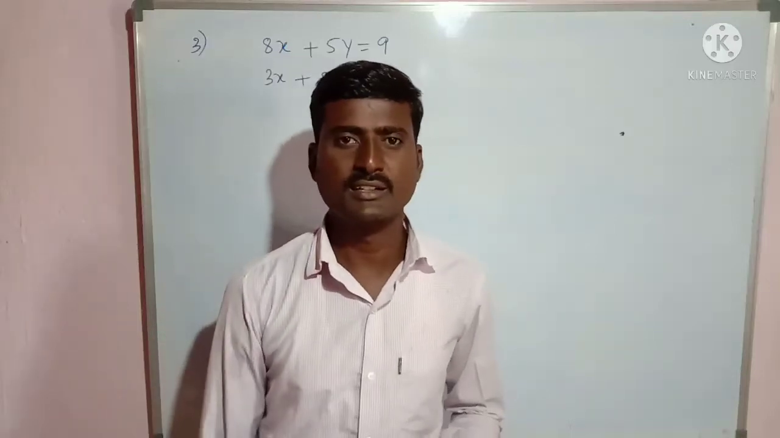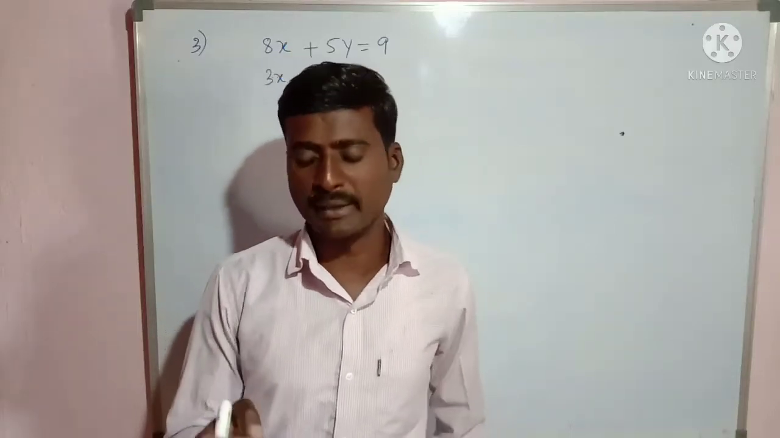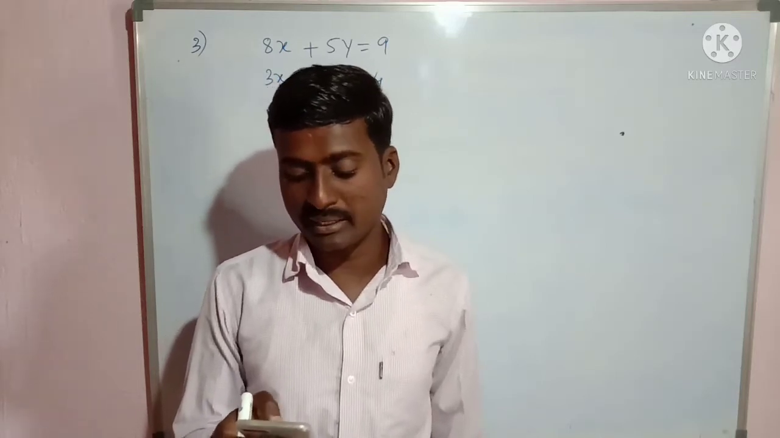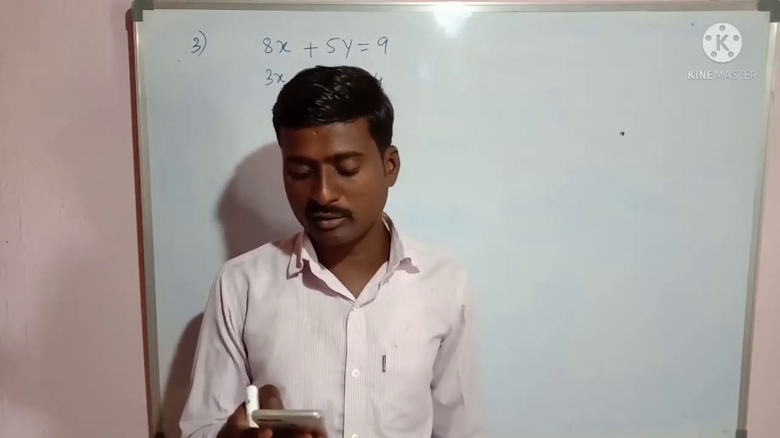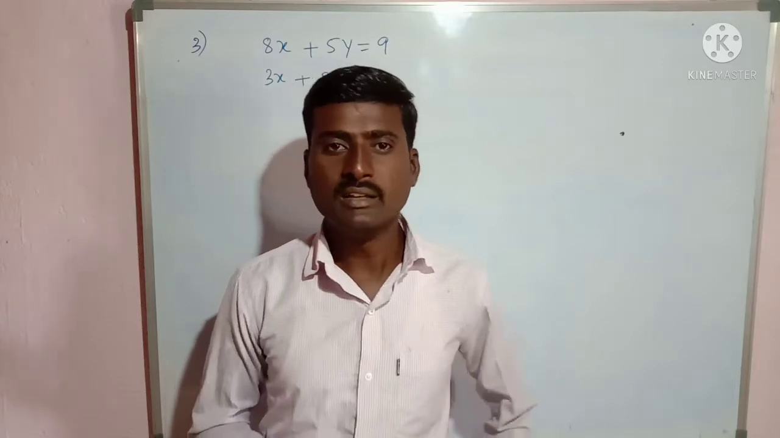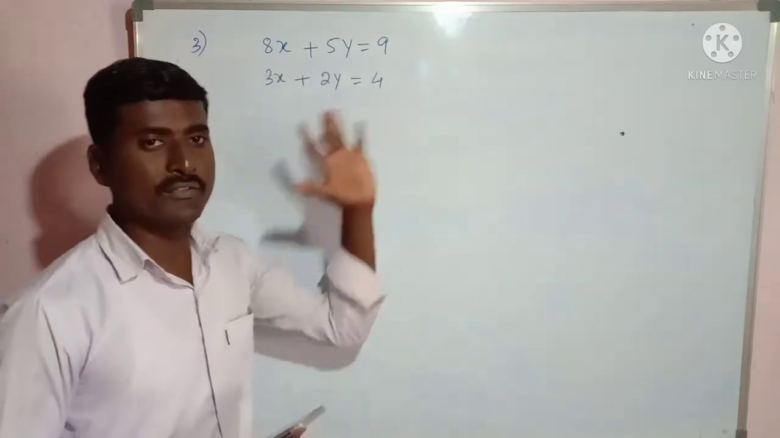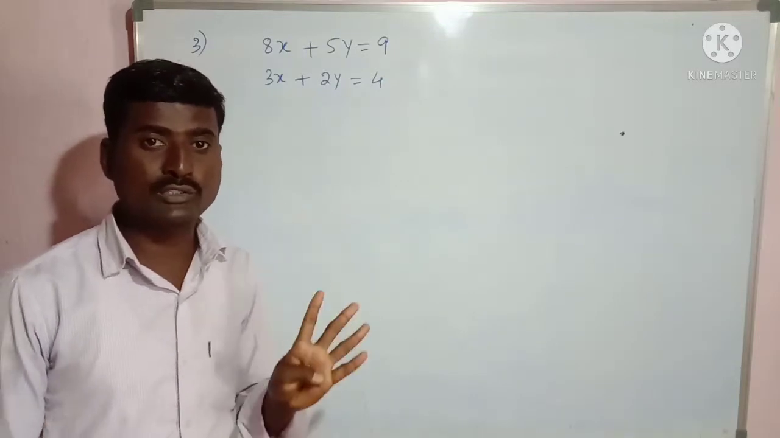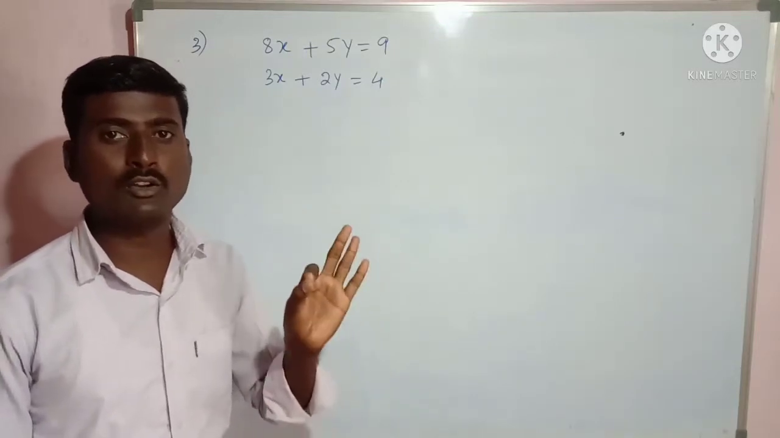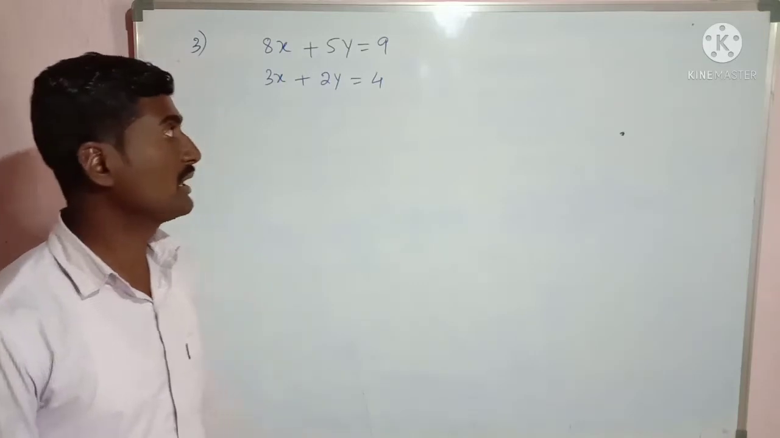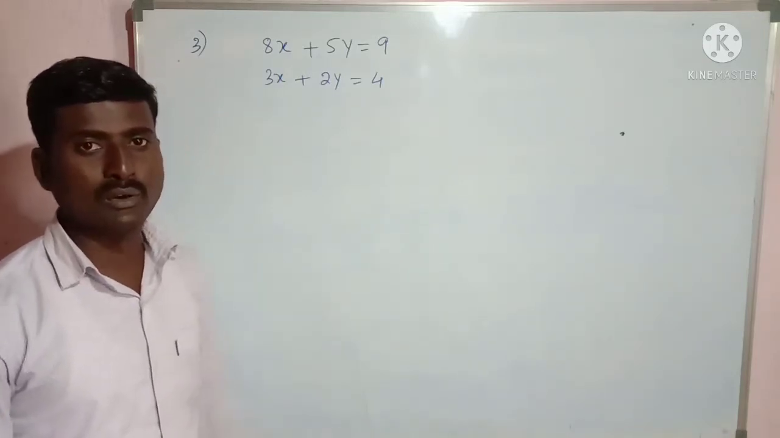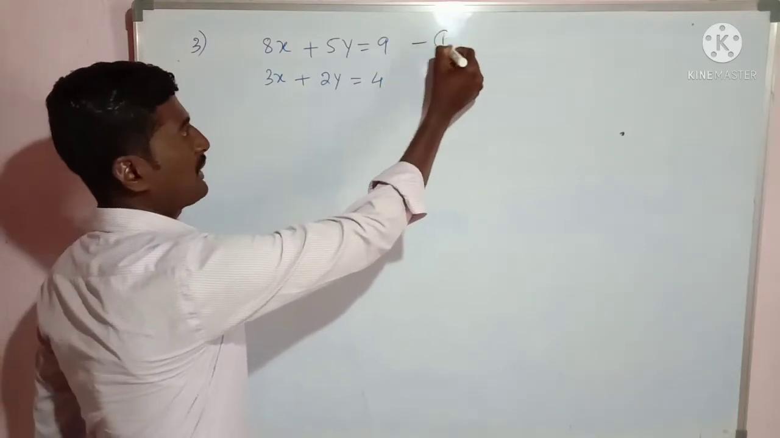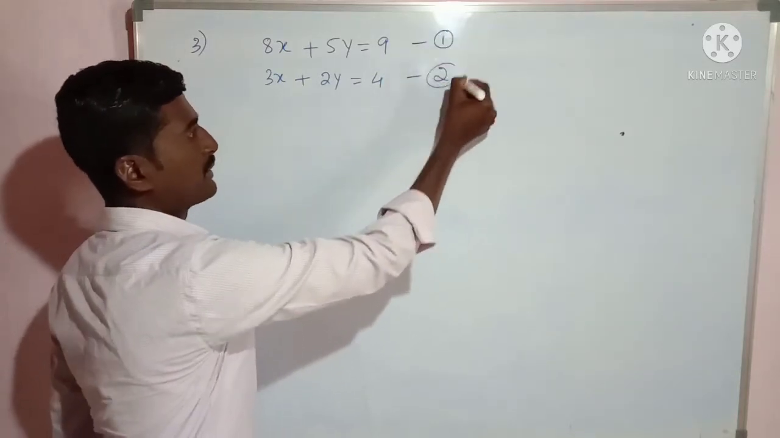Hi dear students, now we shall discuss the third main. Solve the following pair of linear equations by substitution and cross multiplication method. Here they have given a pair of equations. We have to solve these equations by substitution method and by cross multiplication method. First I will go through the substitution method. So I will take this as equation number 1 and this as equation number 2.